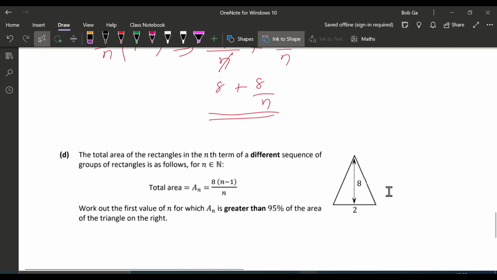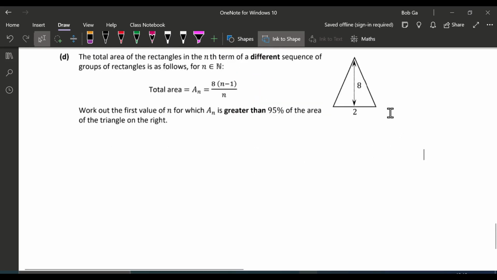Okay, so what we have going on here is let's first calculate the area of this triangle. Remember, we have to find a value for which the area of the total rectangles in this new sequence must be greater than the area of the triangle. So we need to find the area of this triangle. The area of a triangle is given by half base times height. We know the base of this triangle, base b is equal to 2 units, and the height is equal to 8.